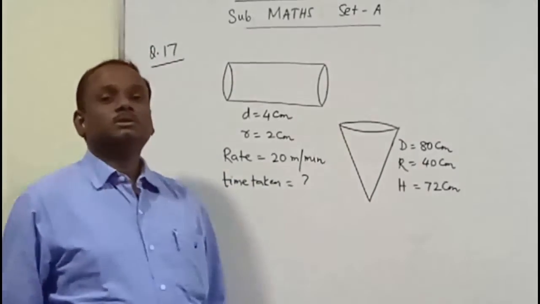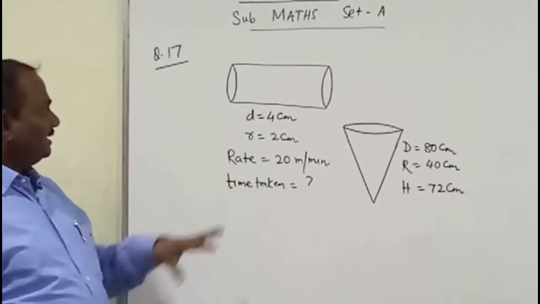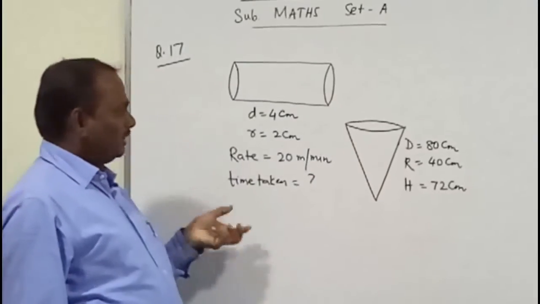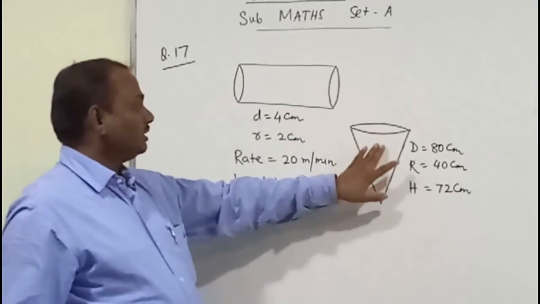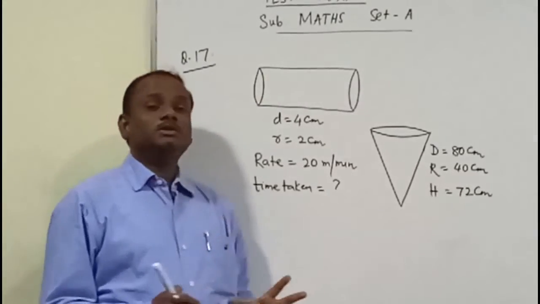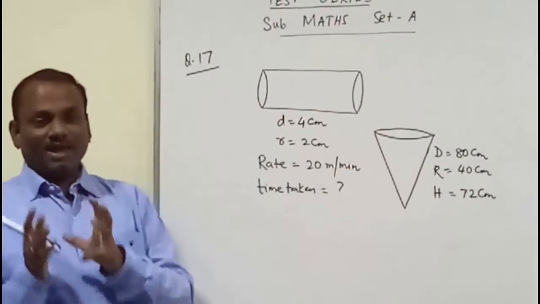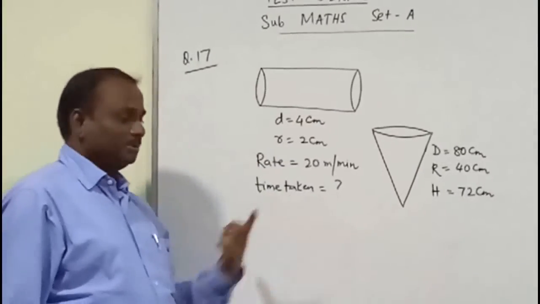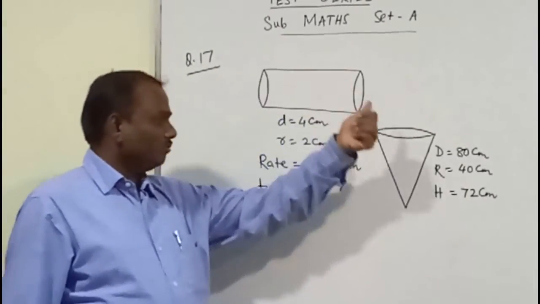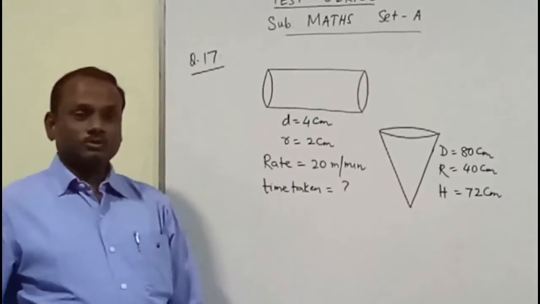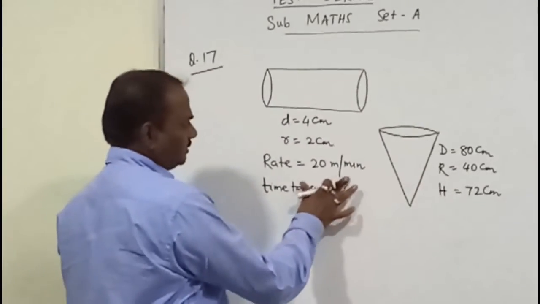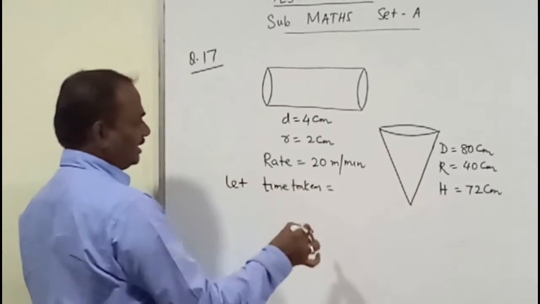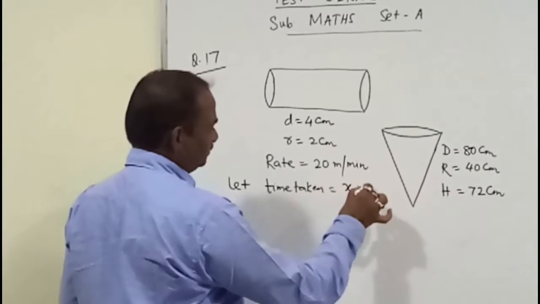So students, the overall question says that this pipe is taking water and filling it into the cone. Now how much time is required to fill this cone completely? Now here you must take into consideration the fact that the volume of water taken by the pipe in say x minutes will be equal to volume of the water contained in the cone. So if I want to find time taken, I'll say let time taken be x minutes.